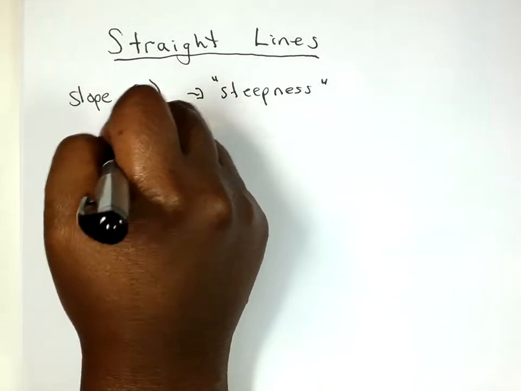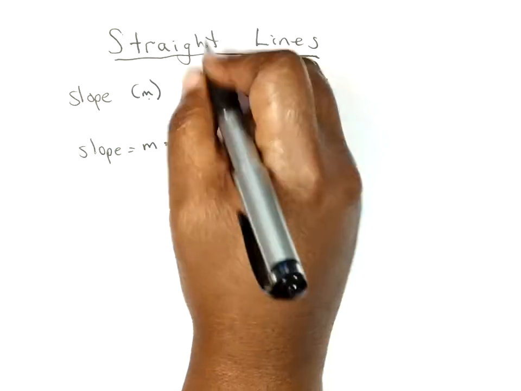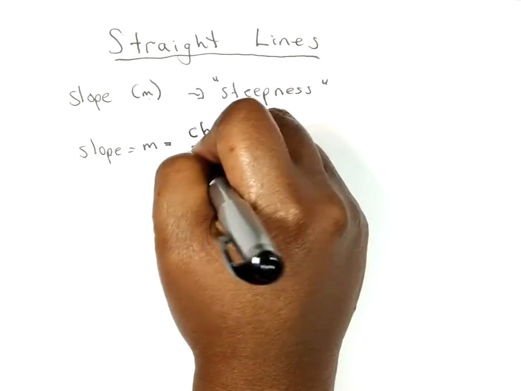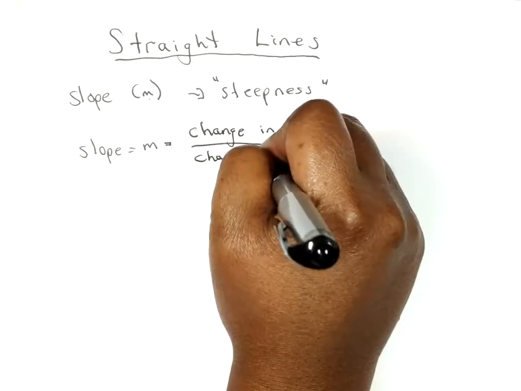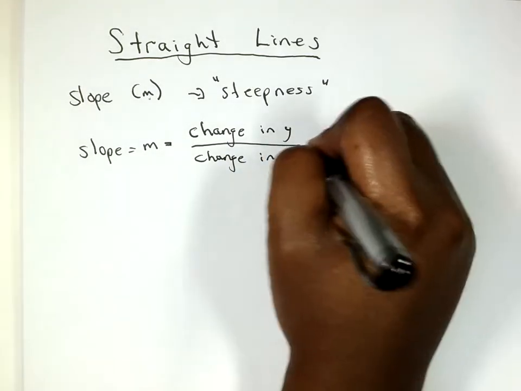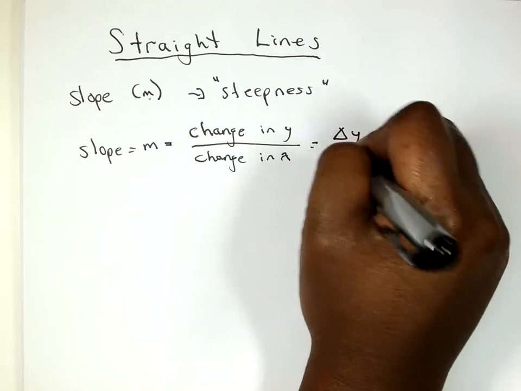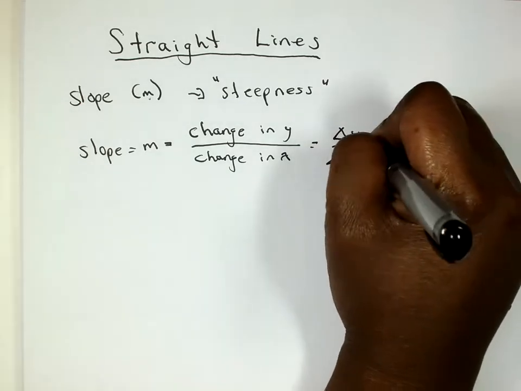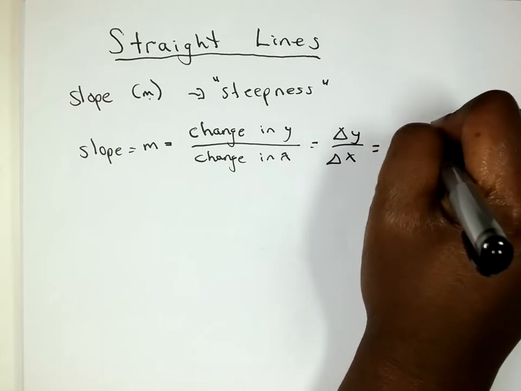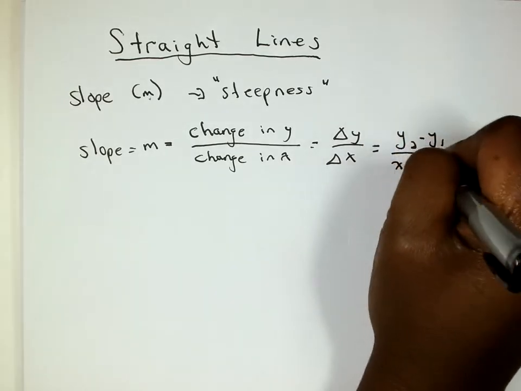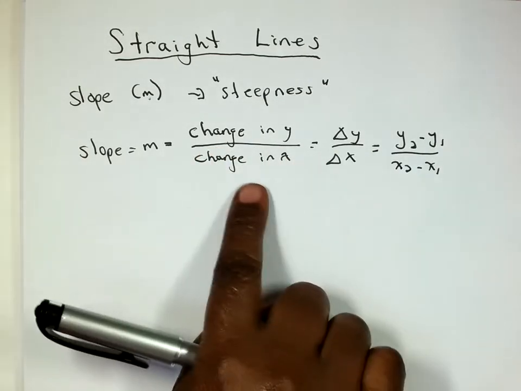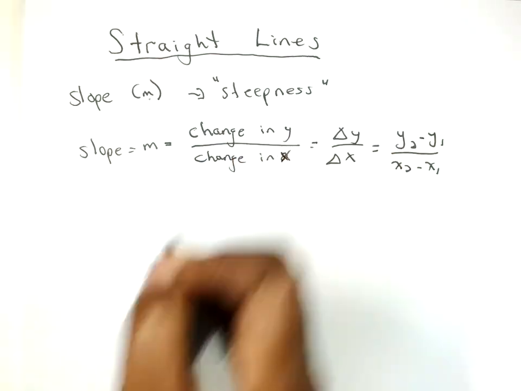So again, we use the letter M for slope, and it's a ratio. And the ratio is change in Y over change in X. This delta notation means change, and you'll see it not only in math classes, but you'll see it maybe in your chemistry course or other classes. And if I'm given 2 points, we can find the slope by subtracting the y's, so that's that change in y on top, and subtracting the x's, which is that change in x on the bottom.